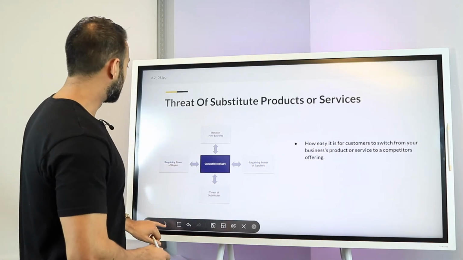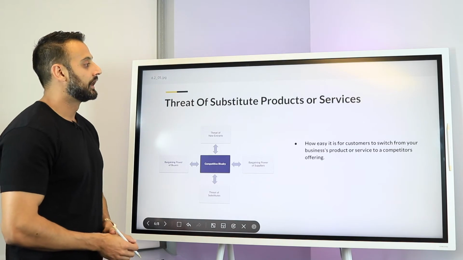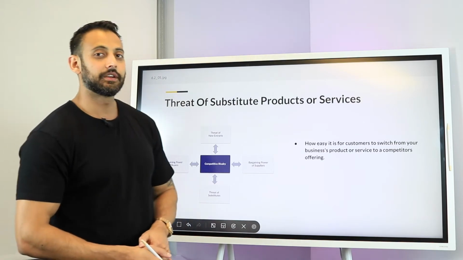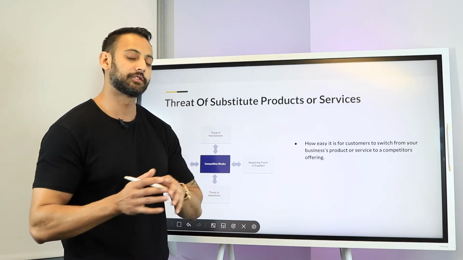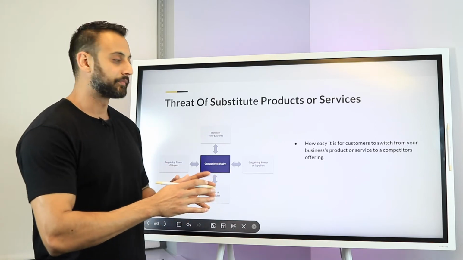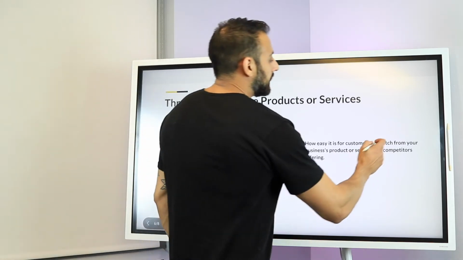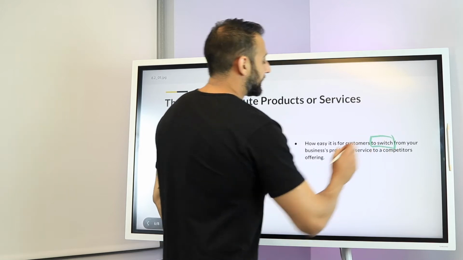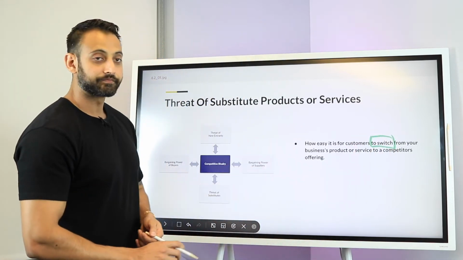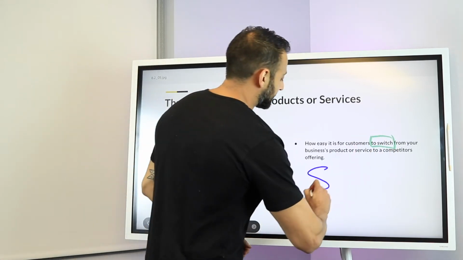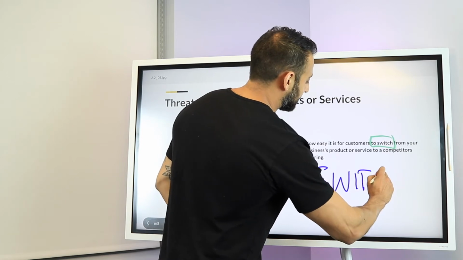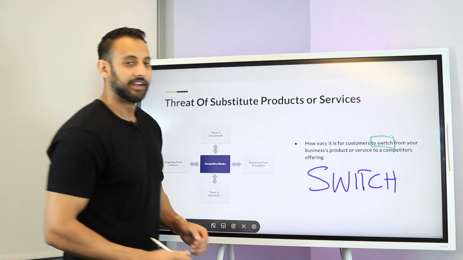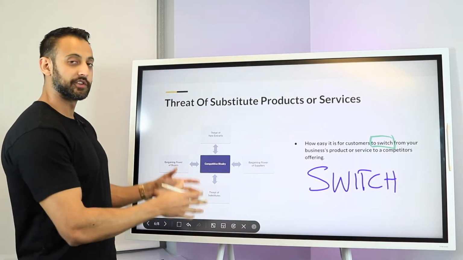The next one is the threat of substitute products or services. Now, this isn't to do with new competition. This is to do with the ability to switch from your business. It's about switching only. I'm going to write this here. I want that to be very clear. It's not new companies. It's switching.